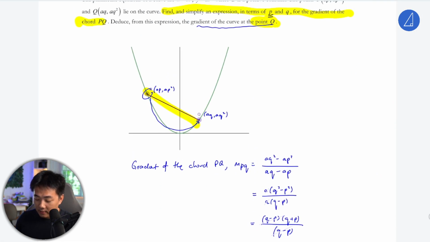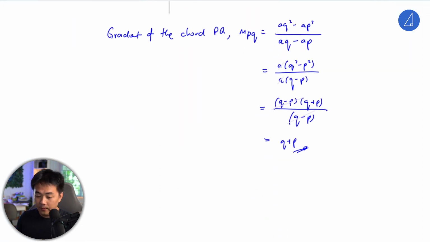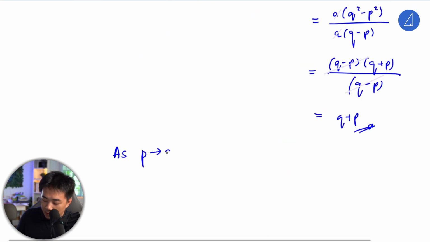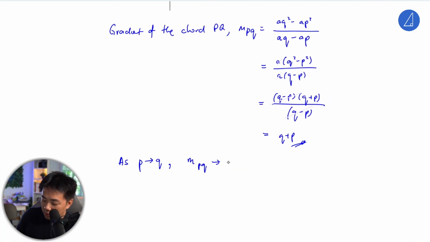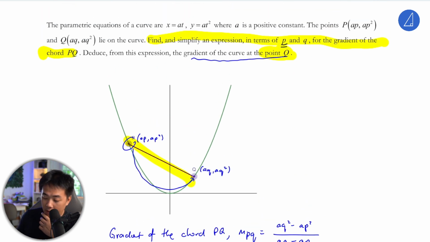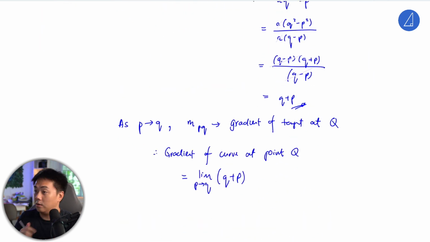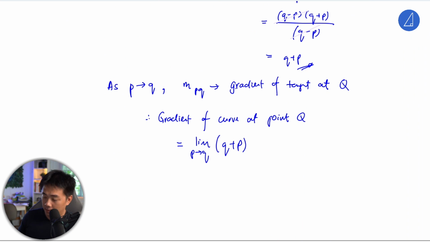Essentially, the gradient of the tangent at point Q is what we get as P goes to Q. Meaning the point P moves to point Q, and the gradient of the chord PQ will tend to the gradient of the tangent at Q. That's what you want. So the gradient of the curve at point Q, there you go. P goes to Q, so P just becomes Q.